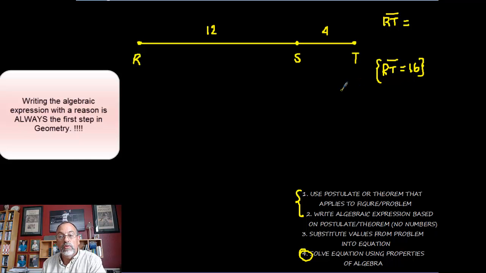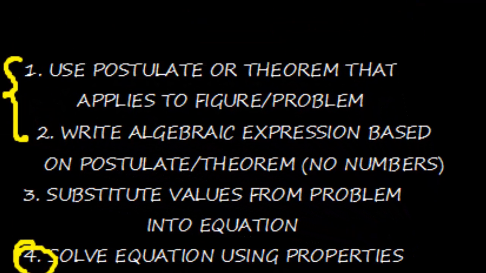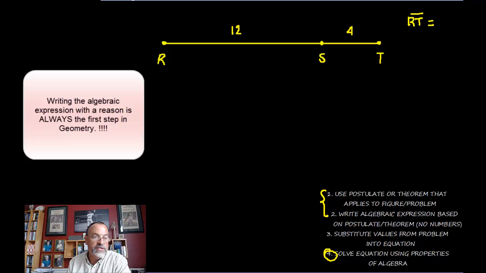So what should your problem look like? Well, if we go to step 1, what's the first thing I'm supposed to do? I'm supposed to use a postulate, theorem, or definition that applies to this problem. As I look at this, because it's a line segment, I notice that would be the segment addition postulate. That would apply. Then once I recognize it, I write the algebraic expression based on the postulate, no numbers. In other words, I don't write 12 plus 4 equals 16. That's not the algebraic expression that comes from the geometric understanding of the figure.